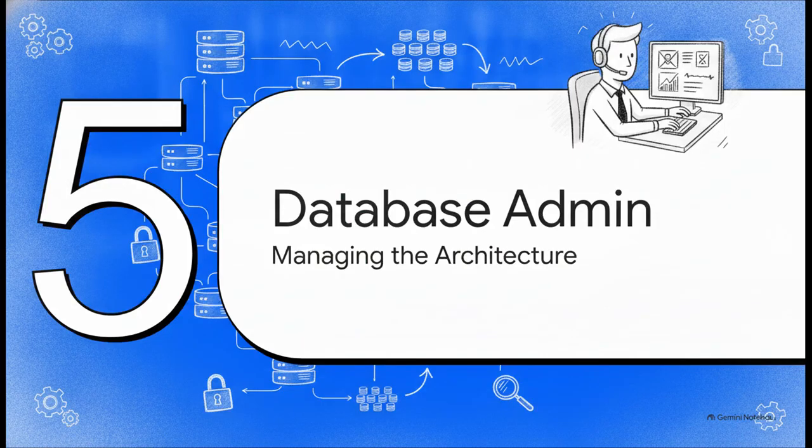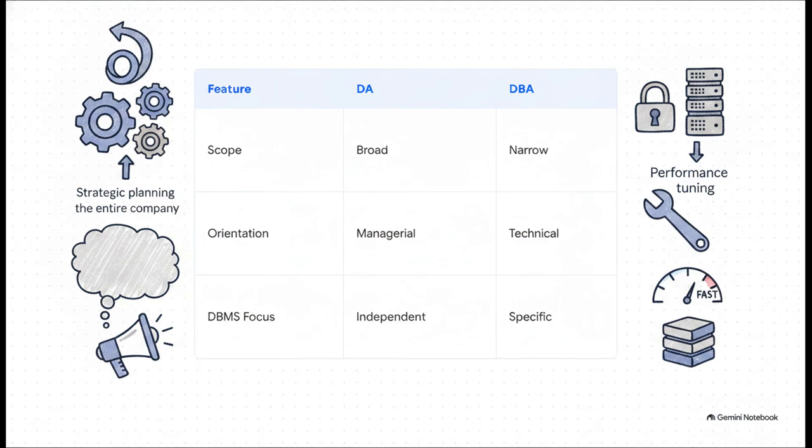Section 5. Database administration. Of course, none of these incredible systems run themselves. In larger organizations, database management is divided up. First, you have the data administrator, or a DA. They are focused on strategic planning and policy across the entire company. They're managers, really, and their role is broad and entirely independent of any specific software. On the other hand, the database administrator, or DBA, is highly technical. They're the ones implementing the DA's policies on a day-to-day basis, managing the specific DBMS, like Oracle or SQL Server, and ensuring things like security, performance tuning, and backups.